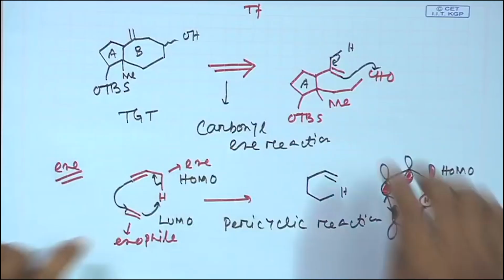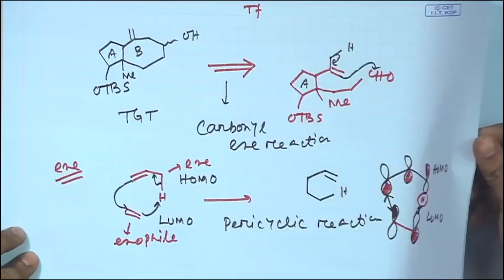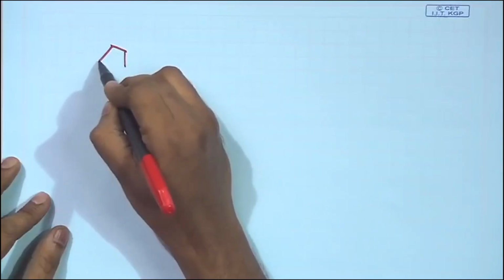So, in principle this is a very important reaction. It is named the carbonyl ene reaction because one part you are having is this carbonyl compound as the enophile. Fine. So, now we will explain the starting material or intermediate which we have just drawn.